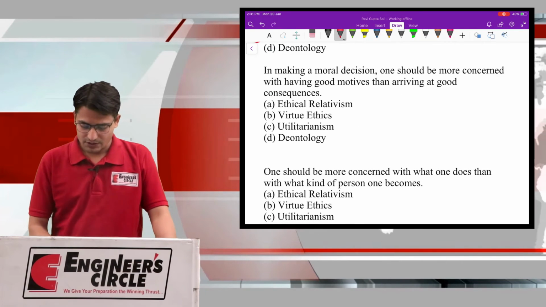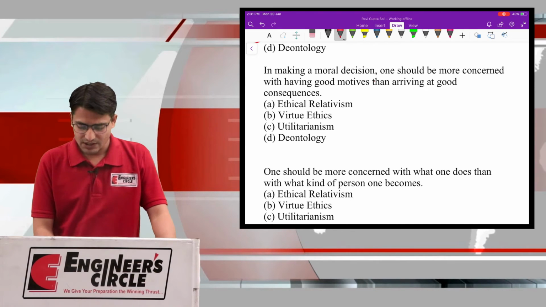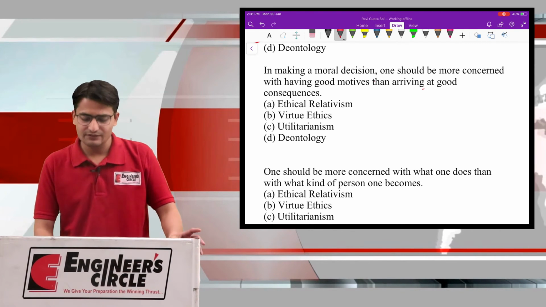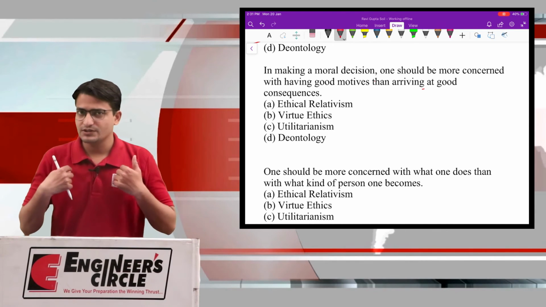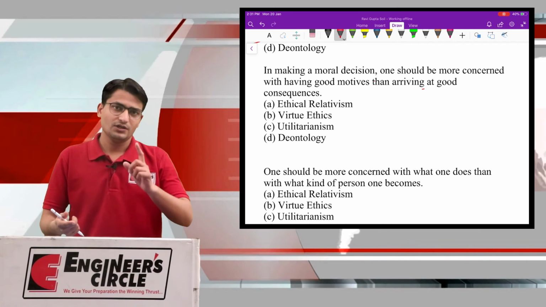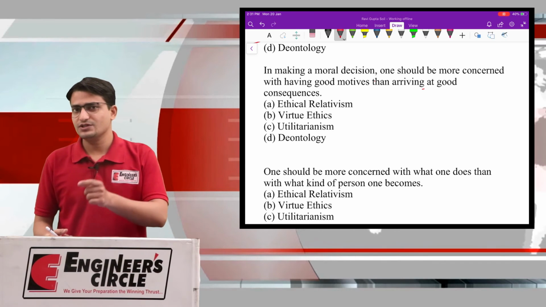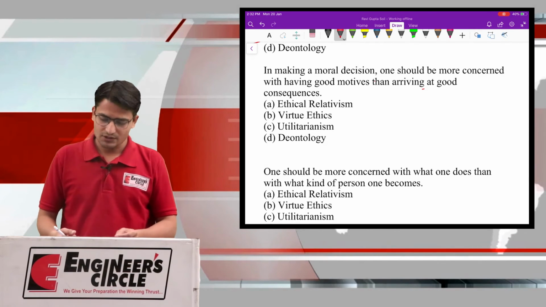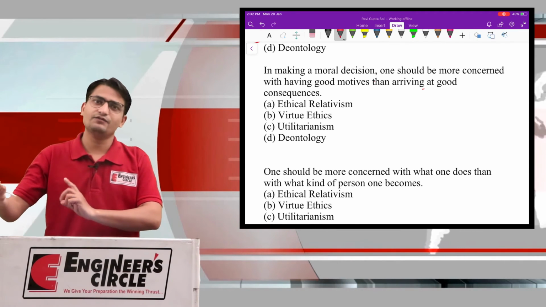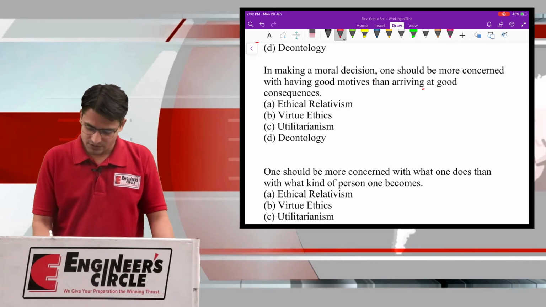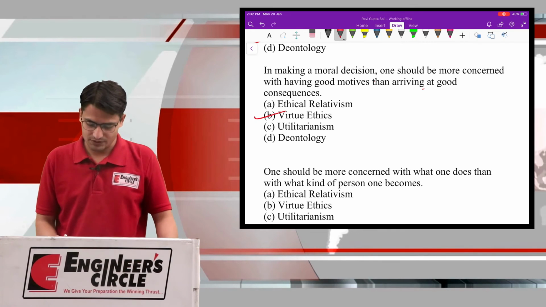The next question is, in making a moral decision, one should be more concerned with having good motives than arriving at good consequences. So your motives must be good. Means the person who is performing that action, that person should have good motives. The character of that person must be good. This is what is told by virtue ethics. So if the person is virtuous, his motives will be good, his conduct will be ethical conduct. So for this question the correct answer would be B option, virtue ethics.